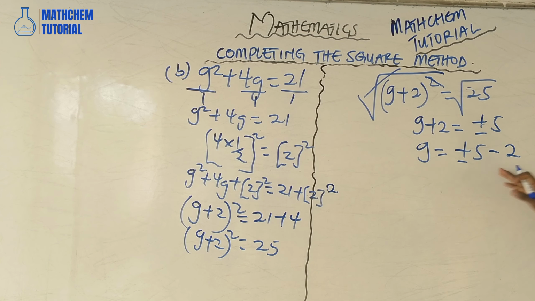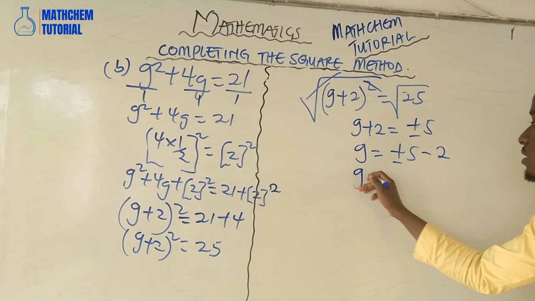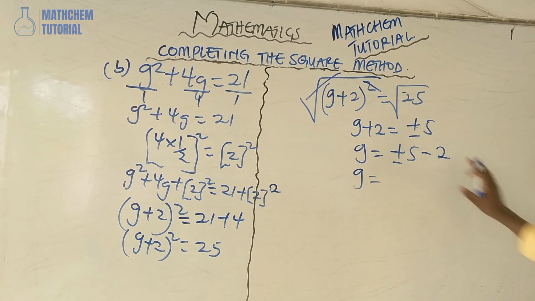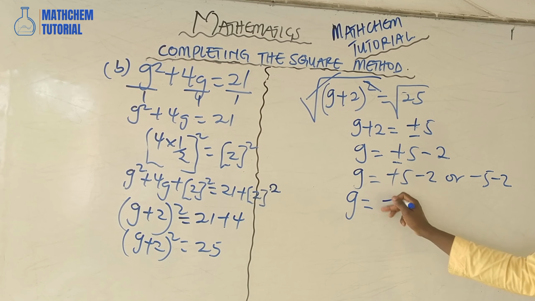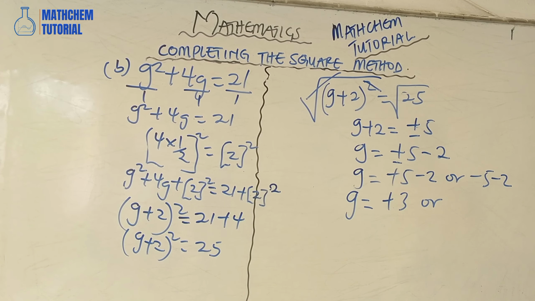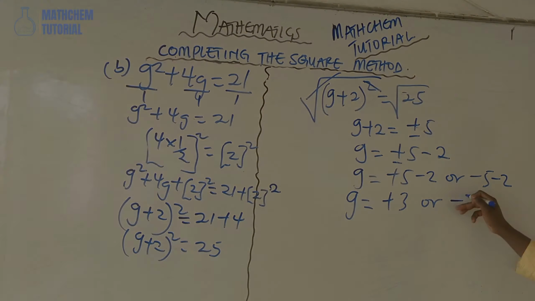Then if I should split this plus or minus 5 into 2, that will be g equals plus 5 minus 2 or minus 5 minus 2. So then my answer is going to be g equals plus 5 minus 2, that is plus 3, or minus 5 minus 2, that is minus 7.